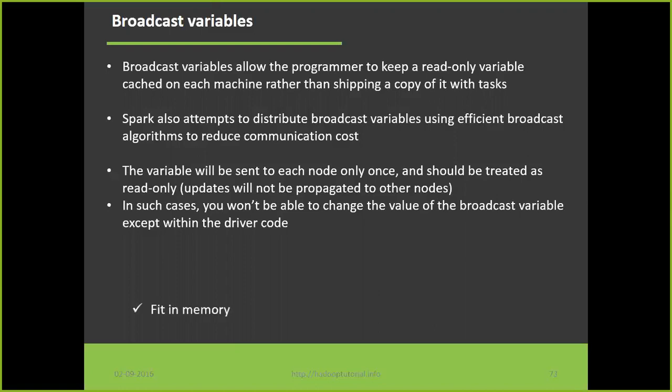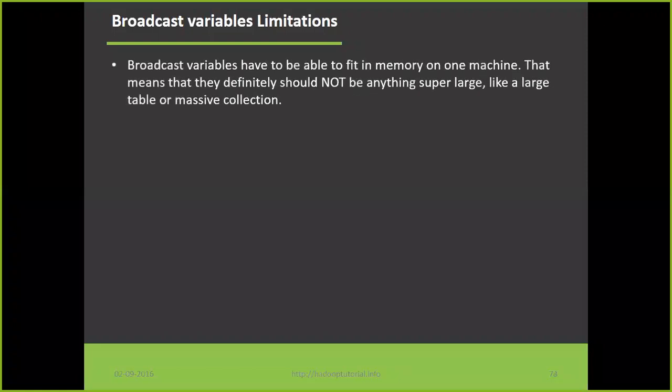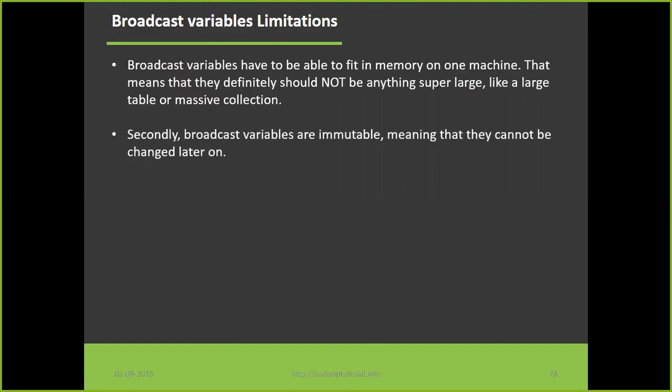Some of the properties of them are that broadcast variables are immutable. They should fit in memory, distributed to the cluster. And these are its limitations. They have to fit in memory on one machine. That means that they definitely should not be anything super large. Secondly, broadcast variables are immutable, meaning that they cannot be changed later on. This may seem inconvenient or strange, but it truly suits their use cases.